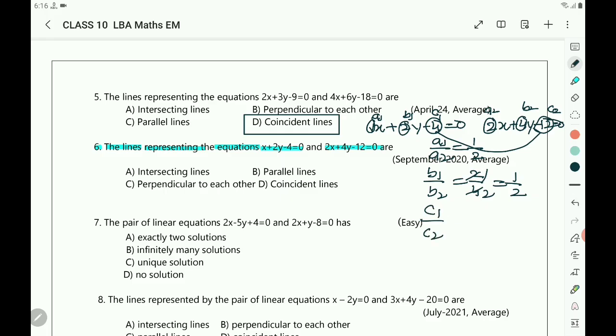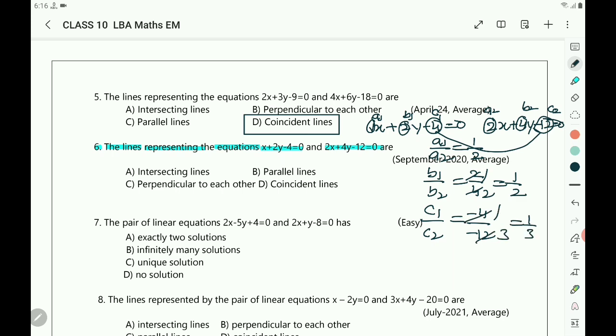C1 by C2 equals minus 4 by minus 12. Here you got A1 by A2, 1 by 2. B1 by B2 also 2 by 4, which is equal to 1 by 2. C1 by C2, minus 4 by minus 12, 4 ones are 4, 4 threes are 12, so 1 by 3.